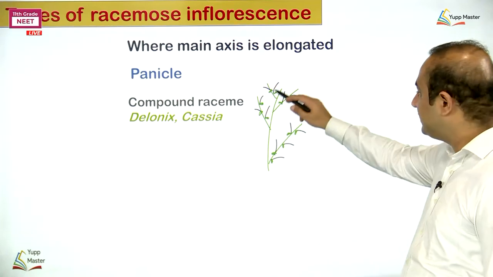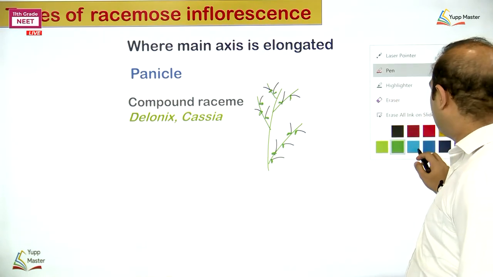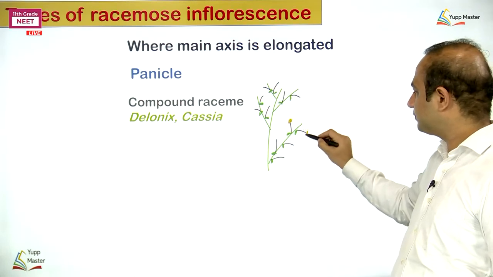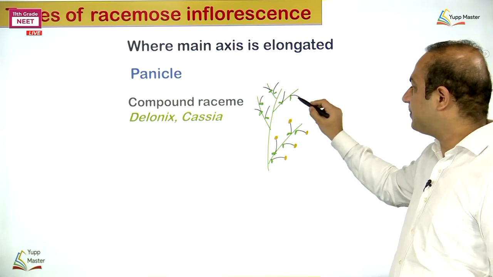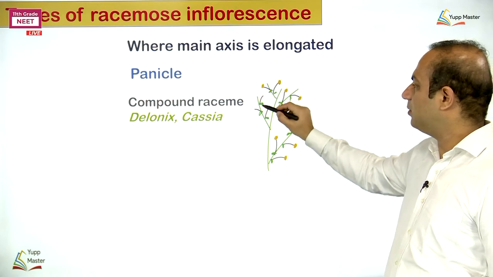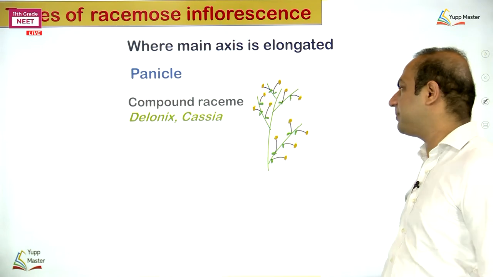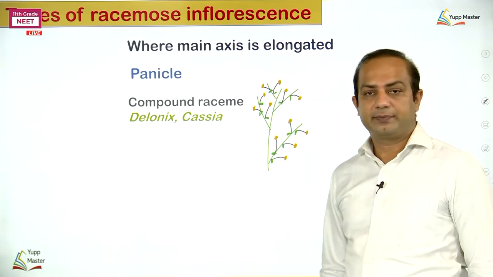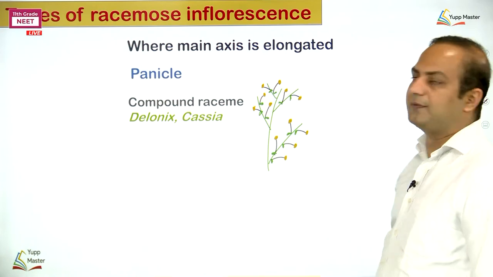So here I am saying that these pedicels are now going to bear what? Flowers on them. So these are flowers. Getting my point? Each branch is a raceme. That's why it is called a compound raceme. Each branch is bearing a raceme inflorescence. The peduncle gets branched and each branch is bearing a raceme. That kind of character we can mention here.